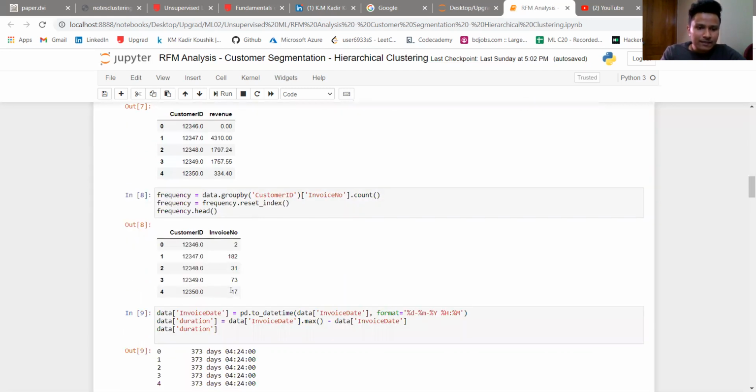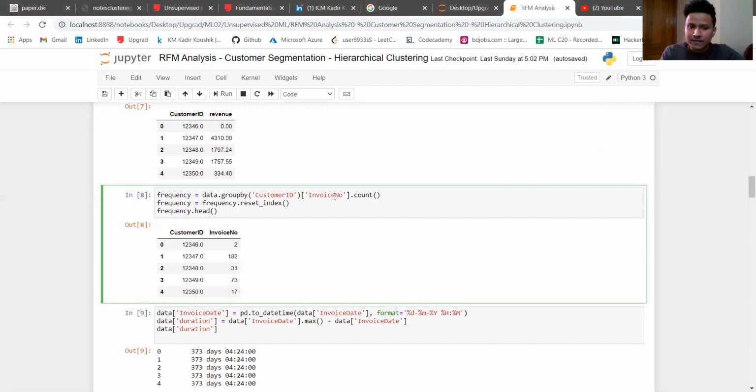So what is the next subset? We have to find frequency. And how do we do so? We find it in the same manner. We are grouping by customer ID in order to find attributes of each unique customer. And for the transaction, which is the invoice number, we are finding the count of total transactions, right? So each unique customer ID and the total count of transactions they have made. So here we have it.